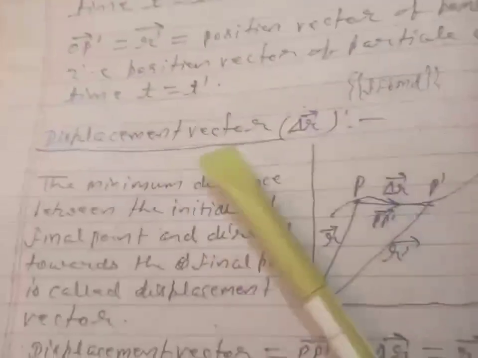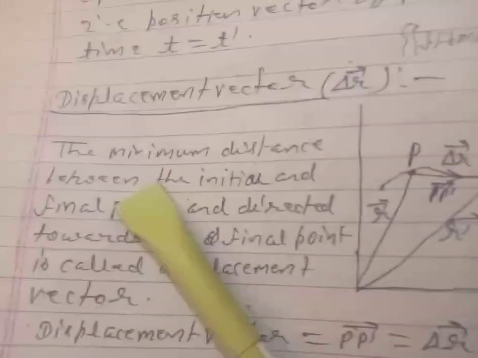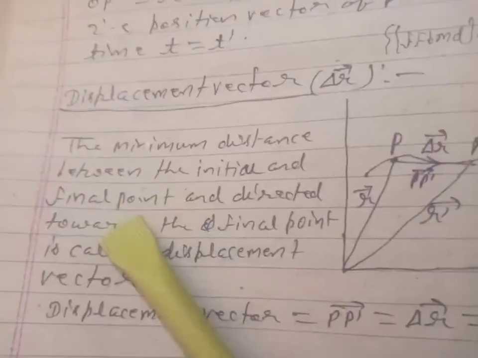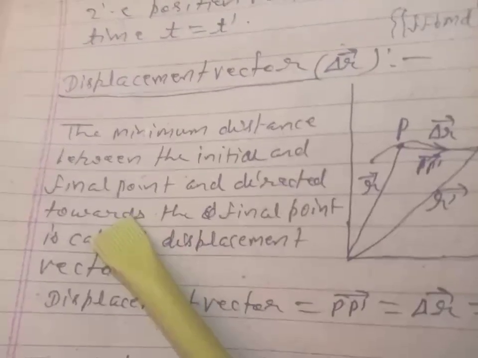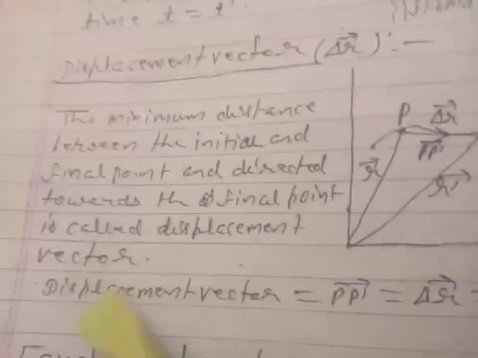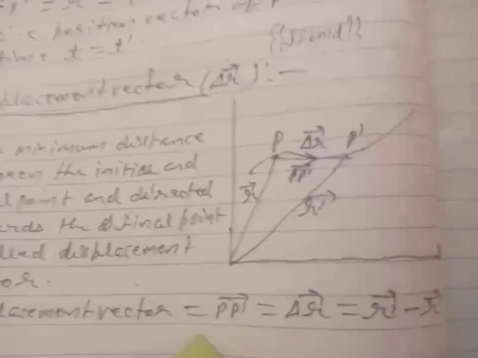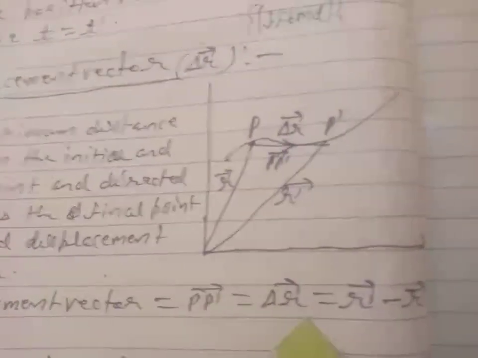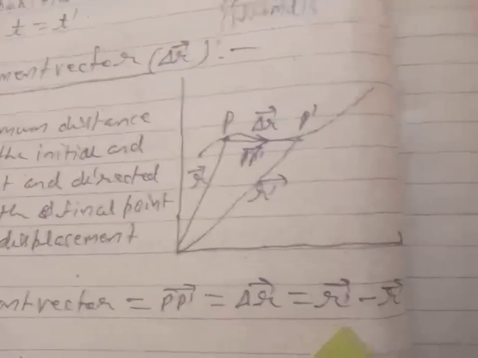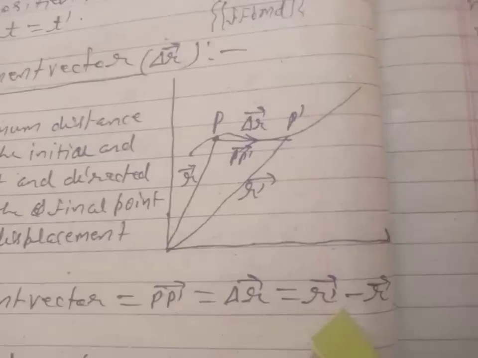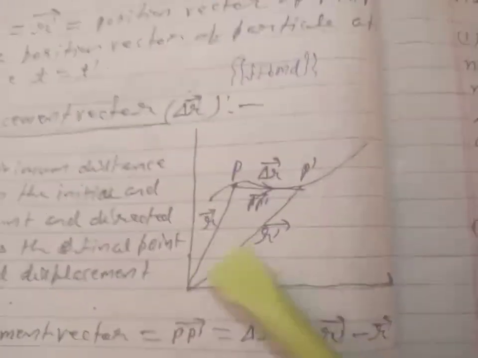Now the displacement vector, delta r vector. The shortest distance between the initial and final point, directed toward the final point, is called the displacement vector. Displacement vector delta r equals r dash minus r, in terms of position vectors.